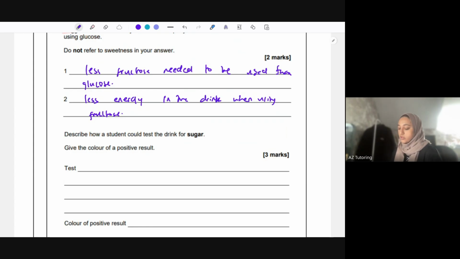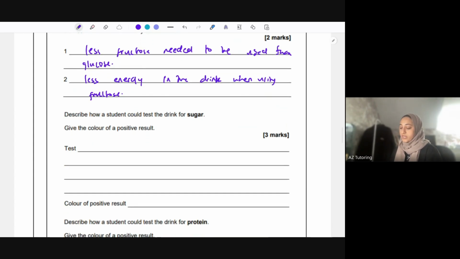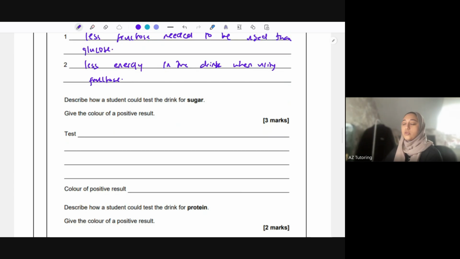Okay, describe how a student could test for the drink of sugar. So you need to know your color tests. When you're testing for sugar, this is Benedict's that you're using. So Benedict's solution is 3 marks. So what do you have to do with the Benedict's? You have to heat it. So you heat the solution, and it says color of a positive result.